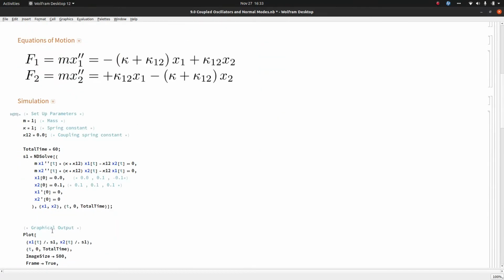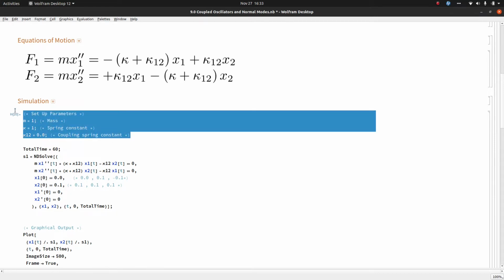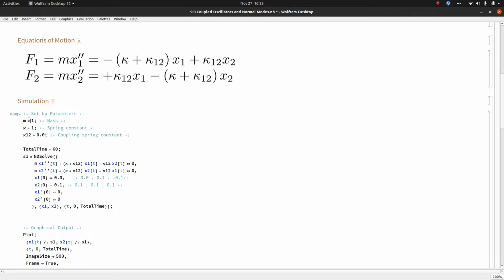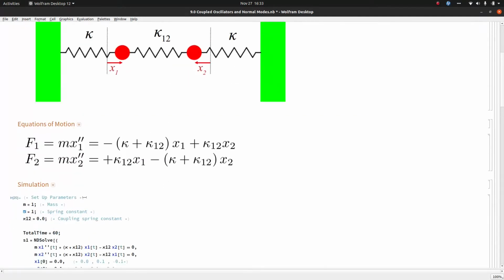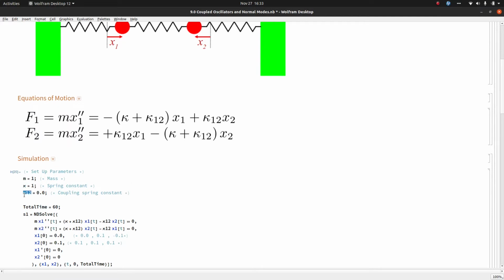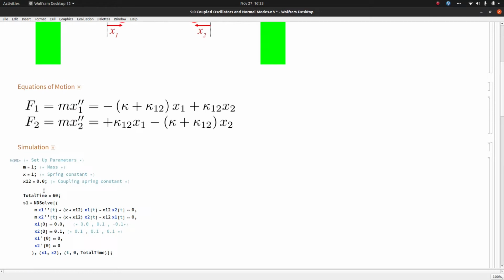So we can simulate that. As we have done many times, we'll go ahead and set up our parameters. We'll define the mass. We'll define the spring constants of the outer two springs. We'll define the spring constant of the middle spring. I'm going to start by setting it equal to 0, just to go with the simplest case that we know.